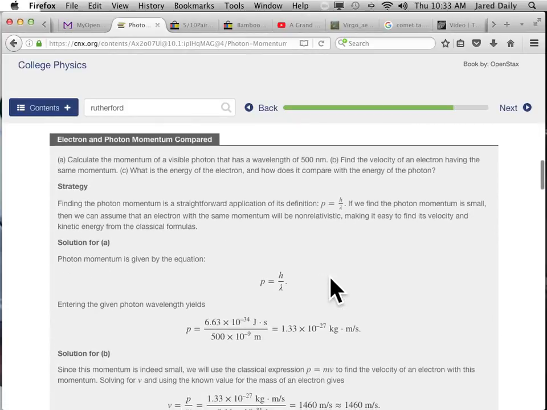And now you can measure the amount of momentum that a photon has. And here they actually calculate the momentum of a visible photon of light, wavelength 500 nanometers, like green light. So you do this, and you get 1.33 times 10 to the minus 27 kilogram meters per second. That's a tiny amount of momentum. That's barely enough momentum to push on a proton. But it is enough momentum to push on a proton, right?